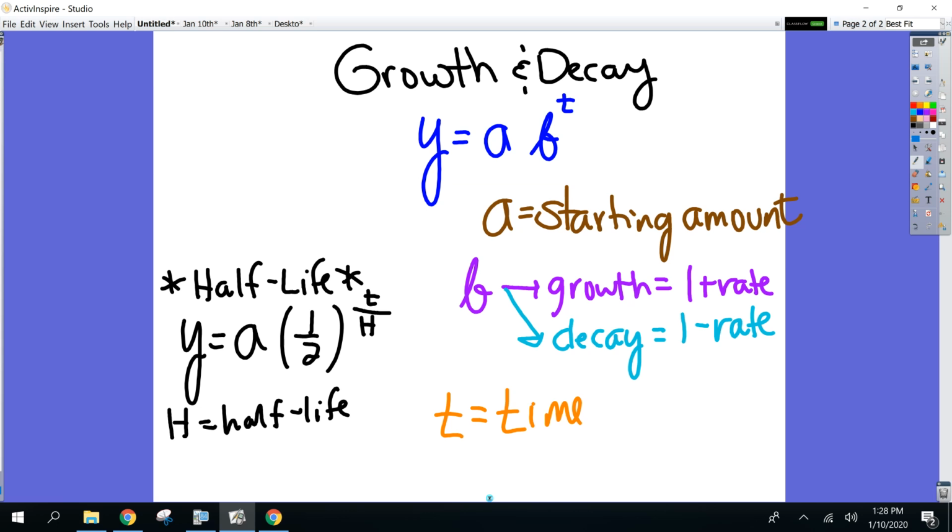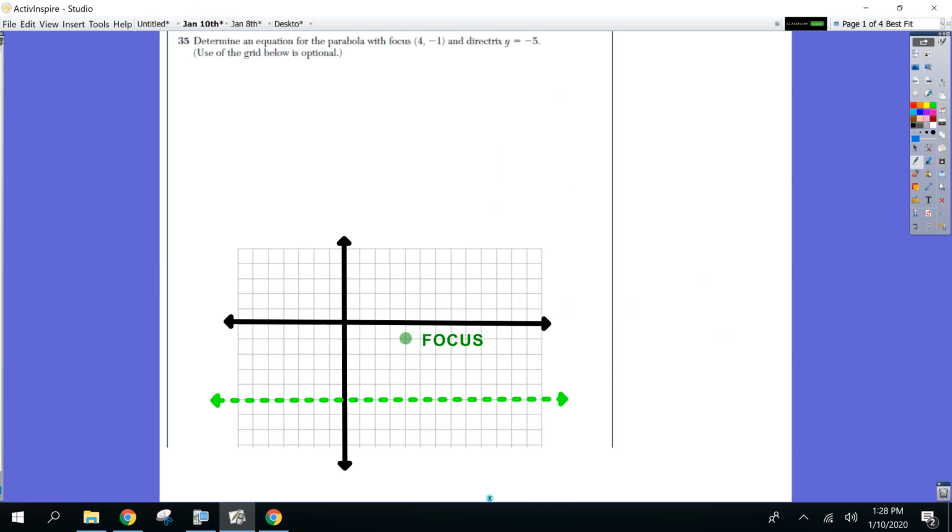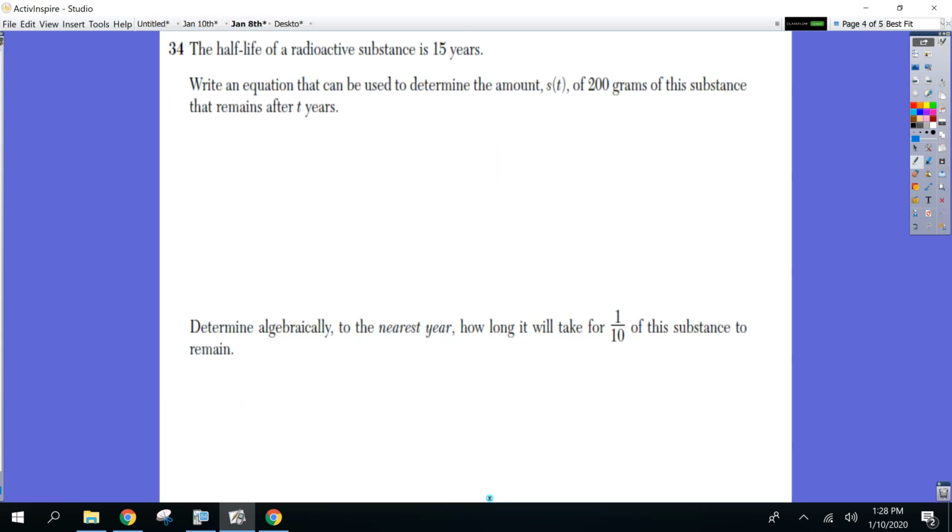I need you guys to go to the exam we've been working on, which was June 09, and we got to do problem 34 together. Less than 2 weeks away now. Okay, this is why I went over that with you. It's a half-life problem. Half-life's 15 years. Can you guys just write an equation for me if I start out with 200 grams of the substance after T years?